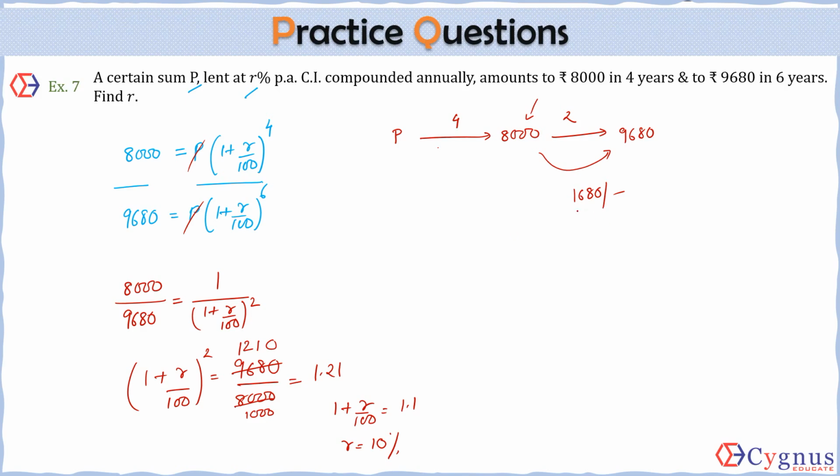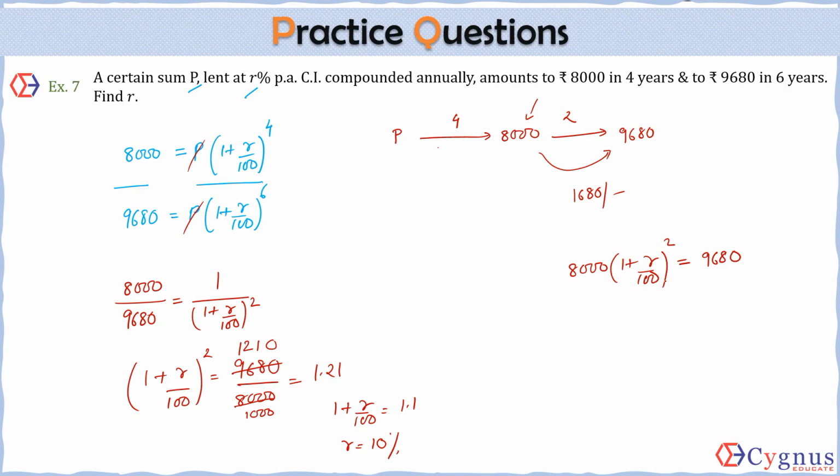So getting an interest of 1680 rupees on what? 8,000. So there's an increase of 1680 rupees in 2 years. And we know that this is nothing but the successive percentage increase. So can we calculate it like this? 8,000 into 1 plus r by 100 whole square will give you how much? 9680. We can do it directly also.